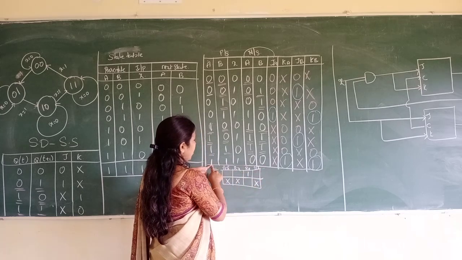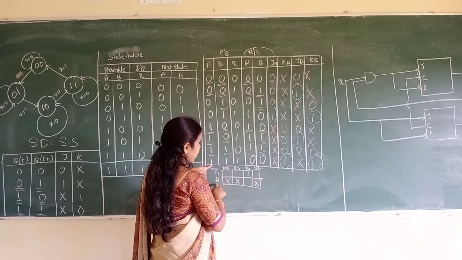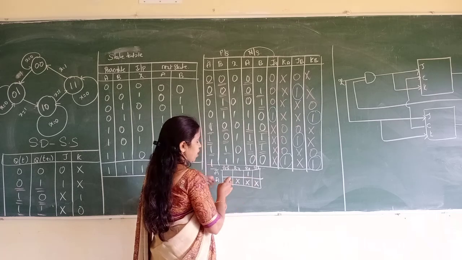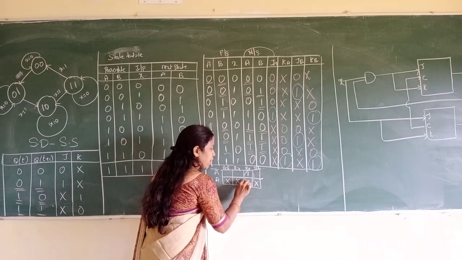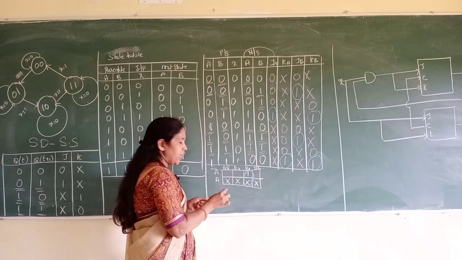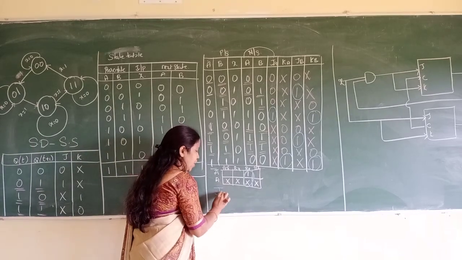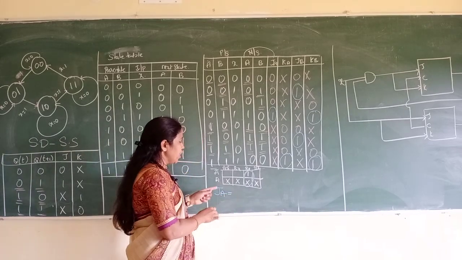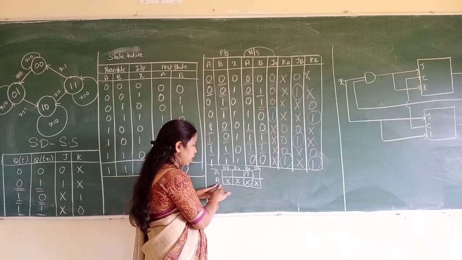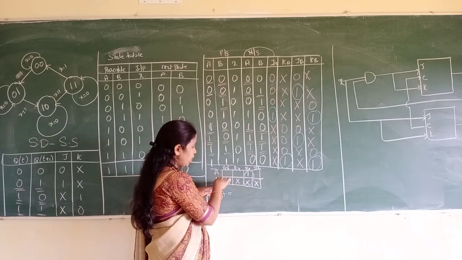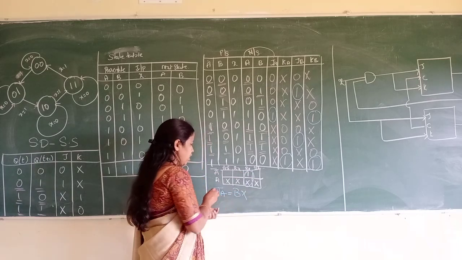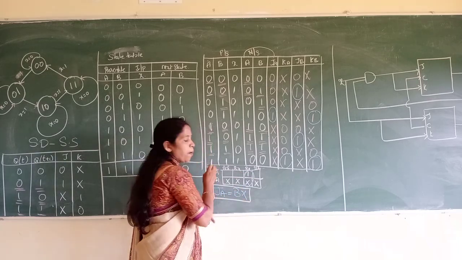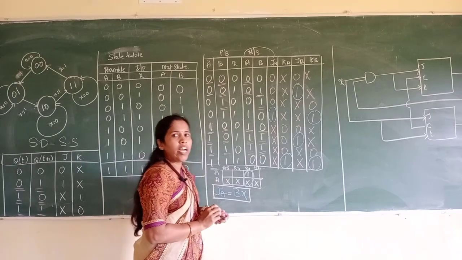Now here, A, B, X. If you check, these two you can make as a pair. Then JA is equal to A; A bar will be cancelled. What will we get here? BX. So JA is equal to BX. So the first expression I got.